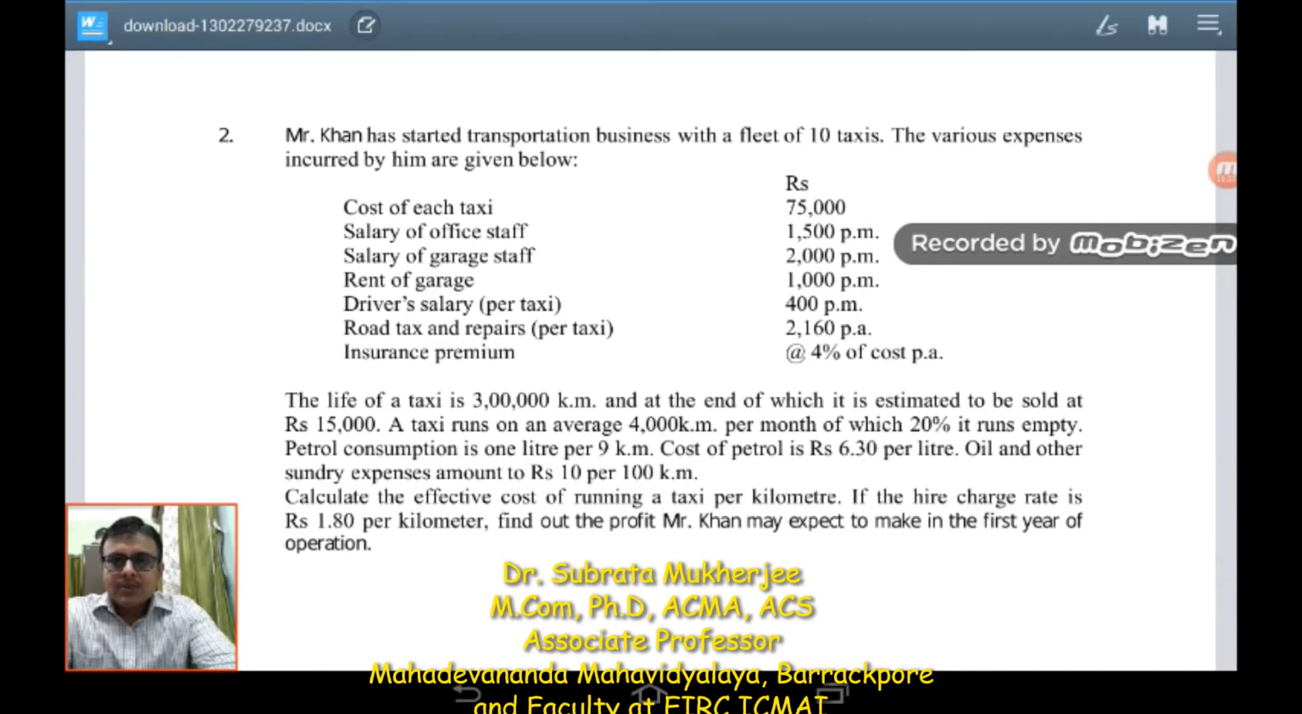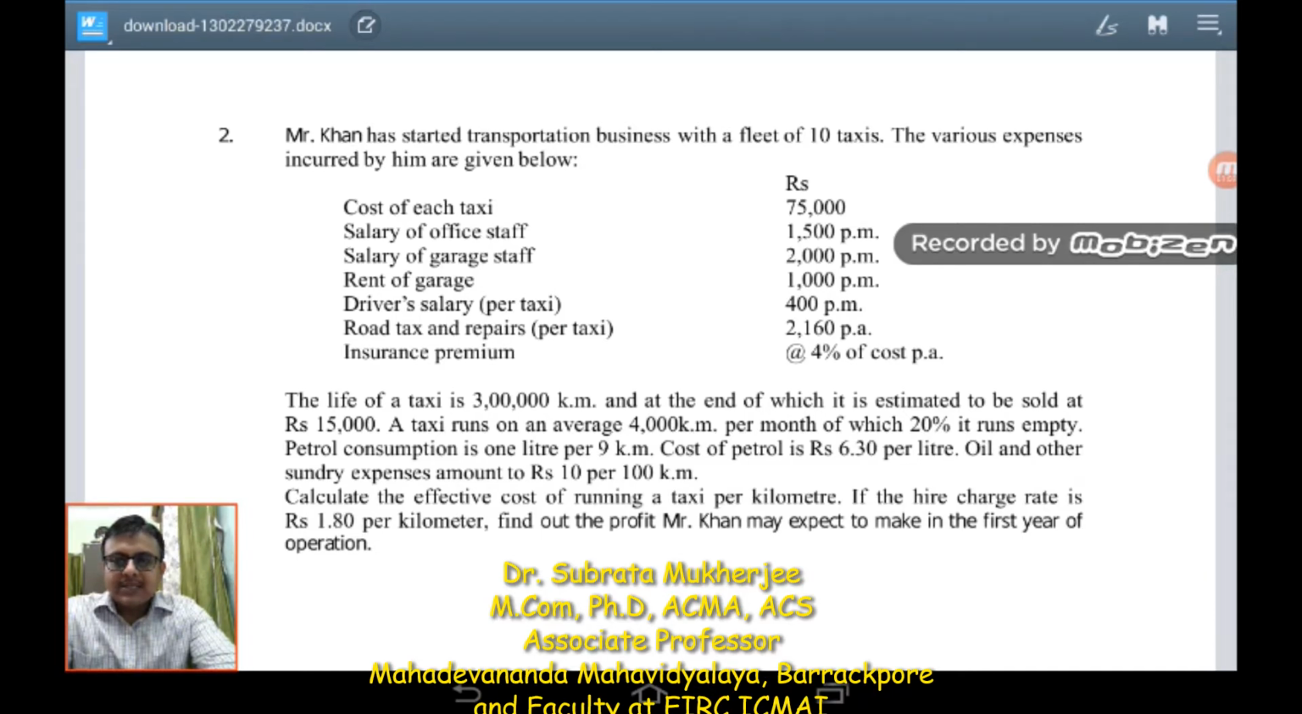I request my students to see and copy the problem in their notebook so that you can understand it clearly. Mr. Khan has started a transportation business with a fleet of 10 taxis. The various expenses incurred by him are given below. Cost of taxi 75,000, salary of office staff 1,500 per month, salary of garage staff 2,000 per month, rent of garage 1,000 per month, driver salary per taxi 400 per month, road tax and repairs per taxi 2,160 per annum, insurance premium at 4% of cost per annum.